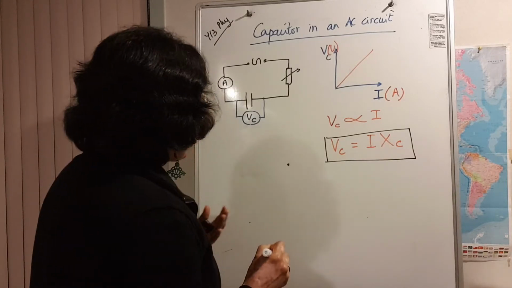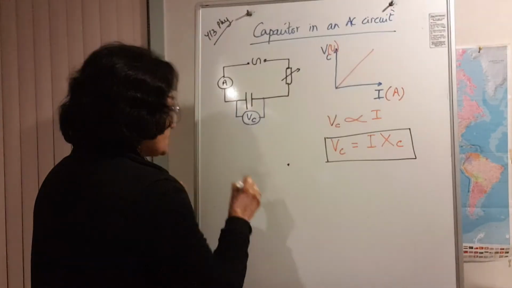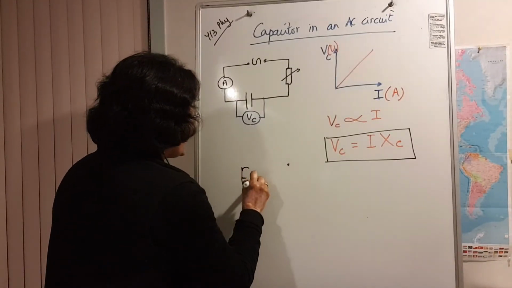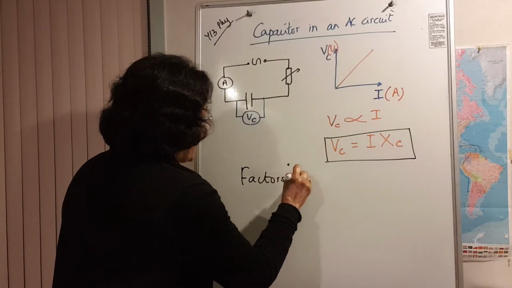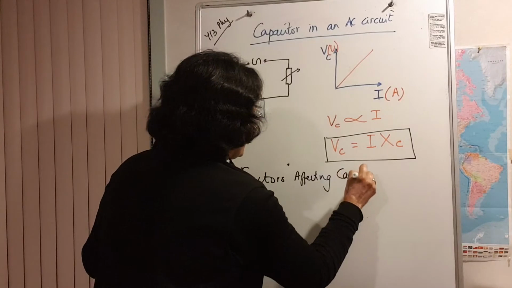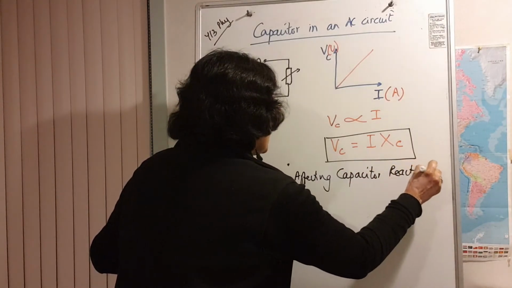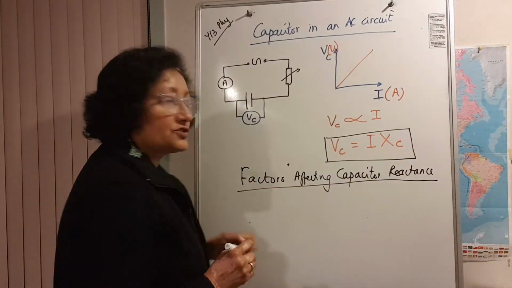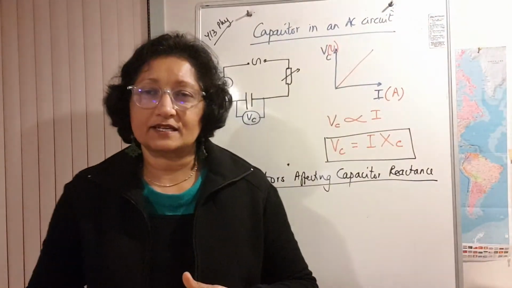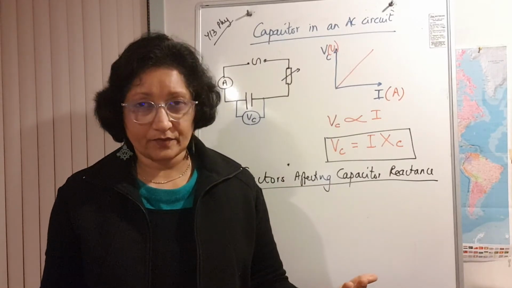So this is the connection between voltage across the capacitor plates, the current in the circuit, and the reactance, okay. Now, the other thing that we're looking at in this lesson is also what are the factors that affect the reactance of a capacitor. Now, its reactance has to do with the current limiting ability. So, higher the reactance, smaller the current, okay?